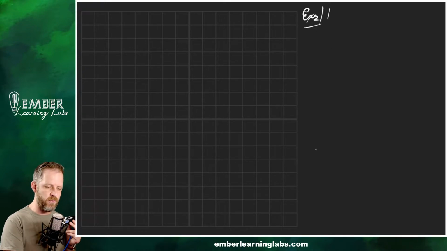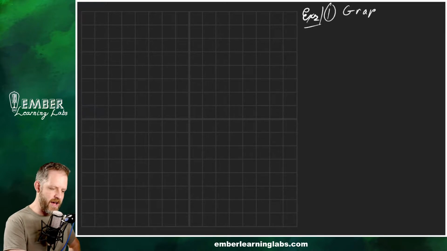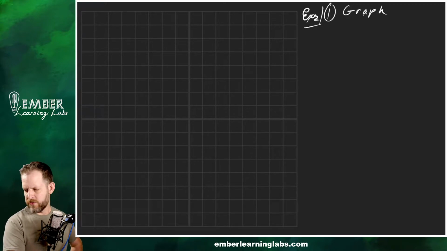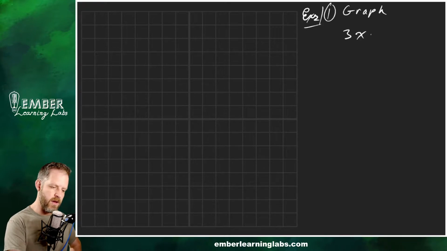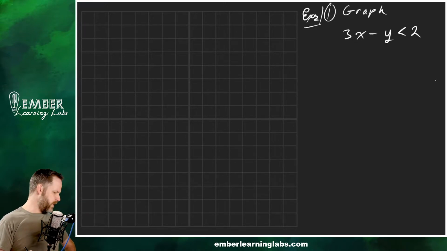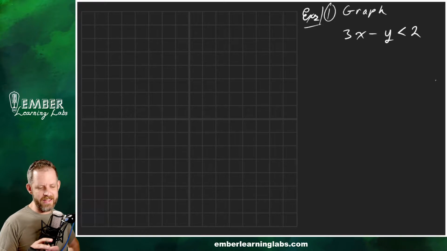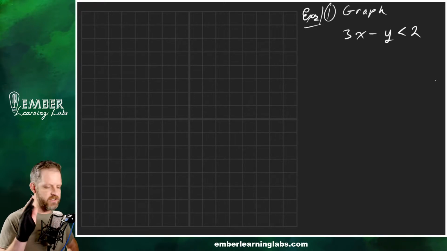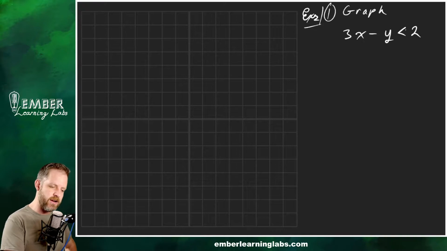We're going to do example 1, and we are going to graph 3x minus y is less than 2. Just like when we're graphing a line with an equals sign, we want to put this in slope-intercept form or point-slope form, something that we can graph from easily. So we're going to solve this for y. That's going to be our first step.